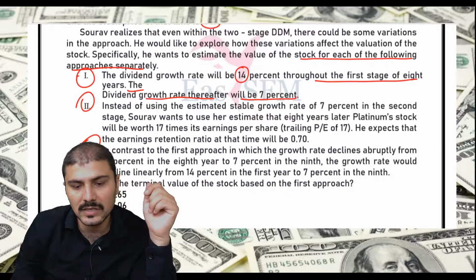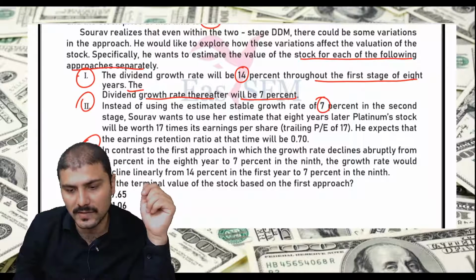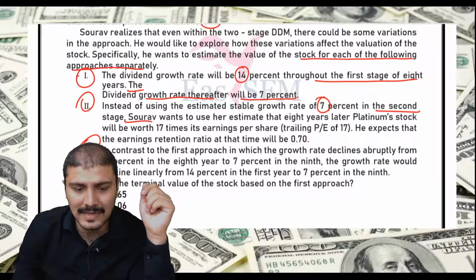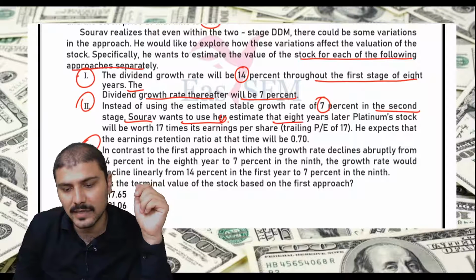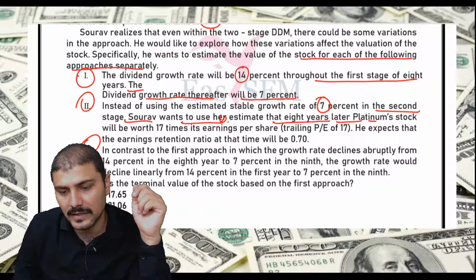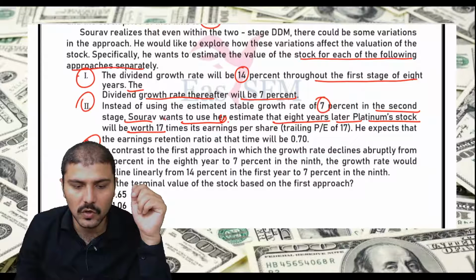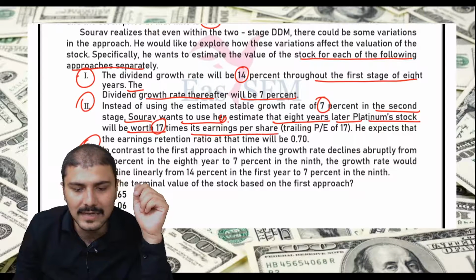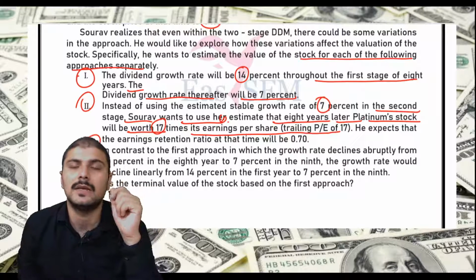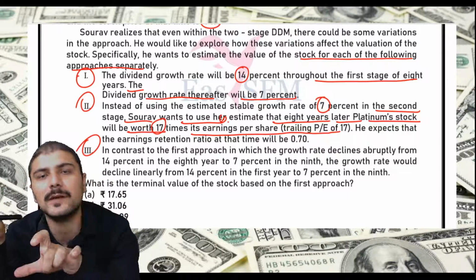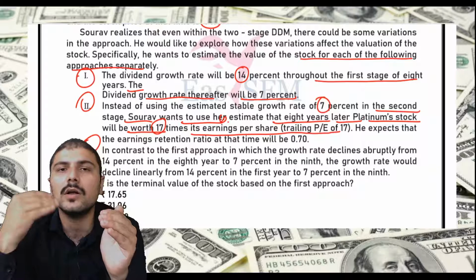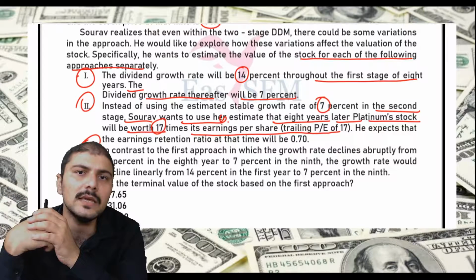Instead of using the estimated stable growth rate of 7% in the second stage, Saurav wants to use his estimate that 8 years later, Platinum's stock will be worth 17 times its earnings per share. That means at that point of time, at the end of the 8th year, if you want to sell this particular share, then it can be sold at 17 times the PE ratio.